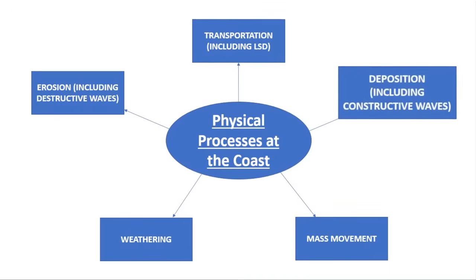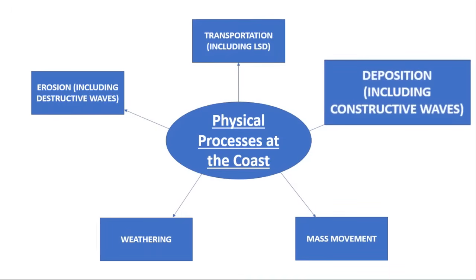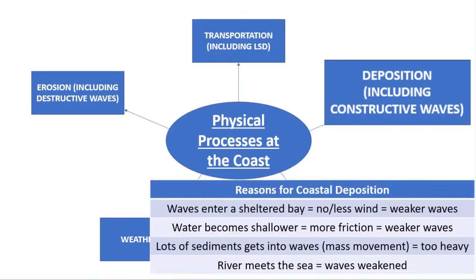So deposition is the next thing, and again I'll include constructive waves into this as well. So deposition occurs in coast and rivers by the same process. Essentially, it's when energy goes. So when the waves or the river have less energy, you're more likely to have deposition. So we're interested in the reasons why waves get less energy. So as waves get their energy from the wind, if there is less wind, there will be less energy, so there's more likely to be deposition.